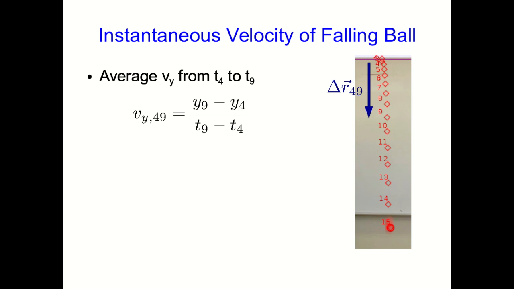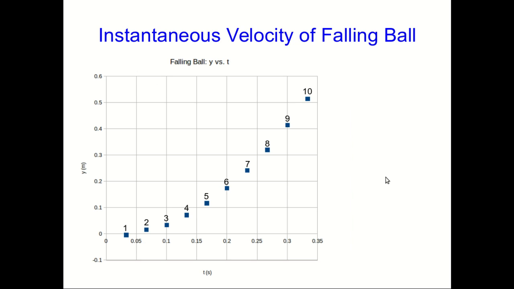Okay, now let's ask the similar but rather different question: what is the y component of velocity at time t4? So I'm asking about an instantaneous velocity. Now it's not obvious from the picture how we might determine that, because it looks like the velocity is changing constantly throughout this motion.